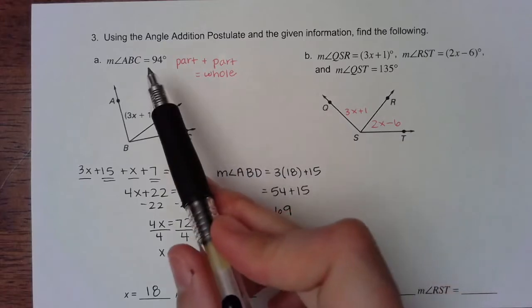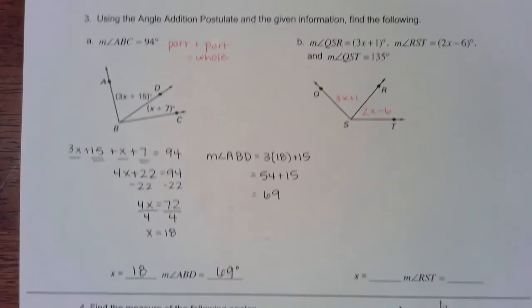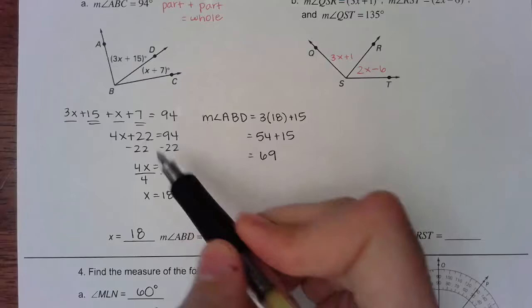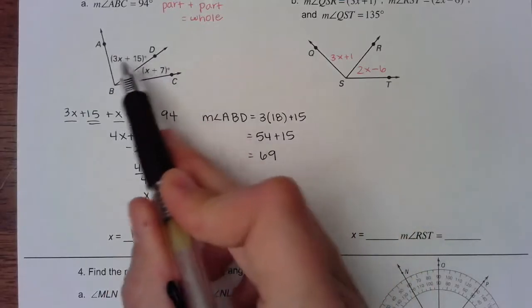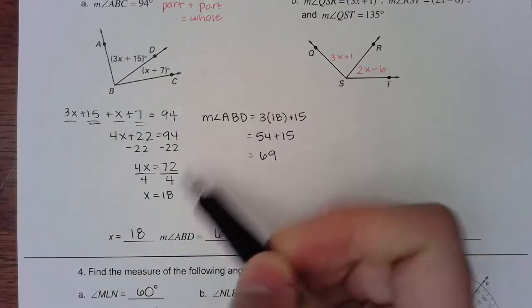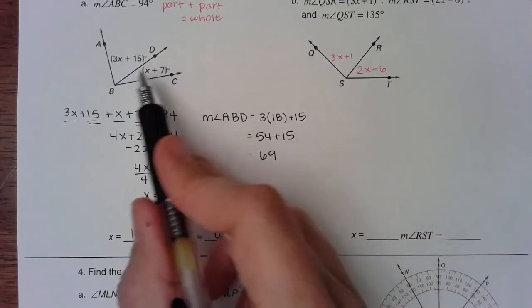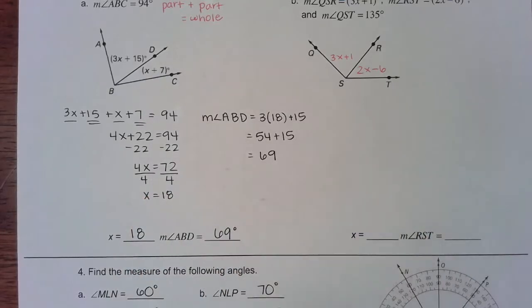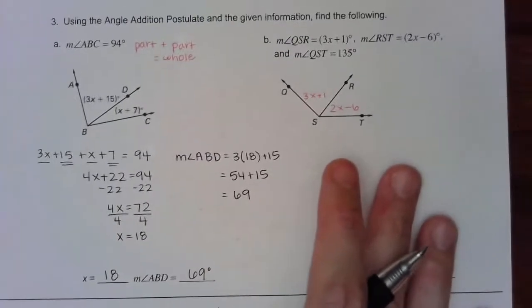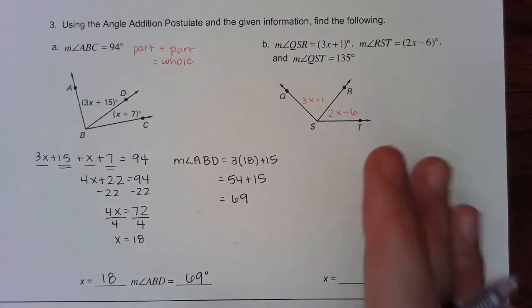In this case, I'm solving to figure out how big is the measure of angle ABD. So ABD is this piece right here. I would take what I got for x, 18, and I would plug it in right here. And so that's how I get the measure of angle ABD.